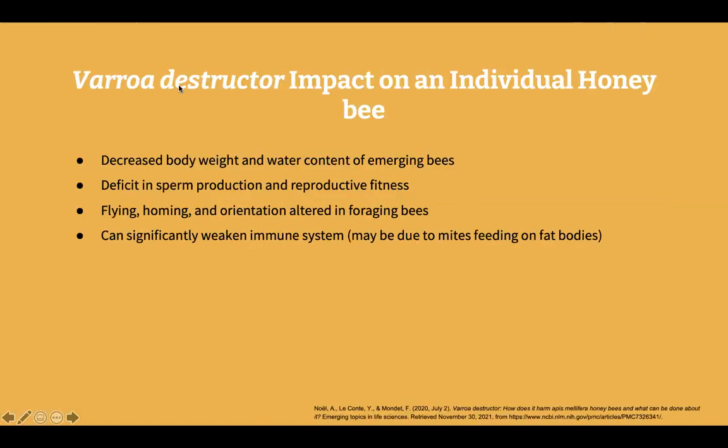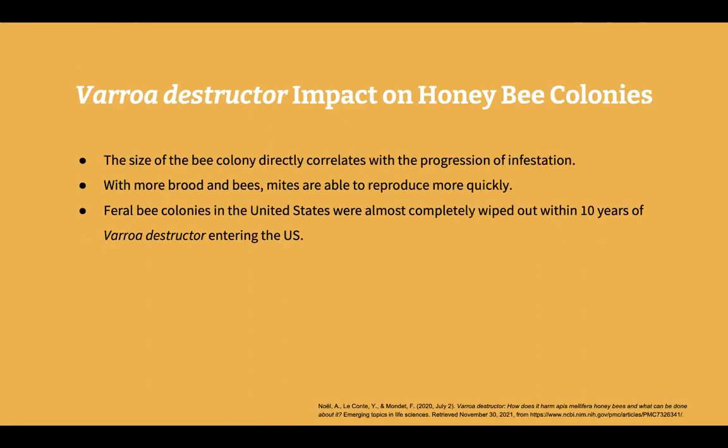So the Varroa destructor's impact on an individual honeybee. They can cause decreased body weight and water content of emerging bees, and a deficit in sperm production and reproductive fitness due to the decreased body weight. Flying, homing, and orientation are altered in foraging bees, and their immune system is significantly weakened. And this is possibly due to the mites feeding on the fat bodies.